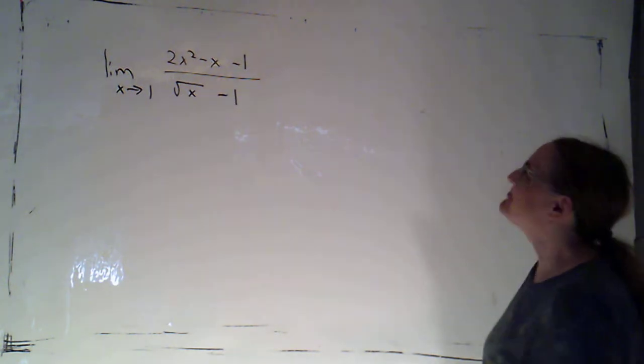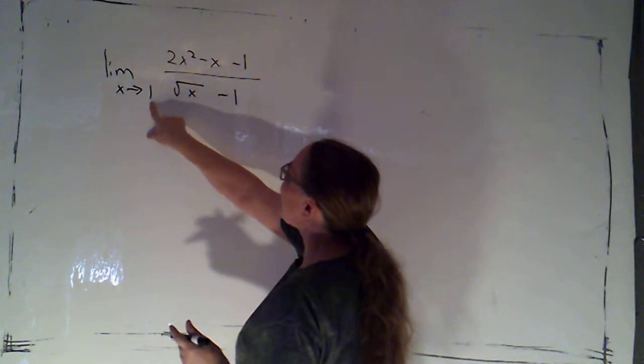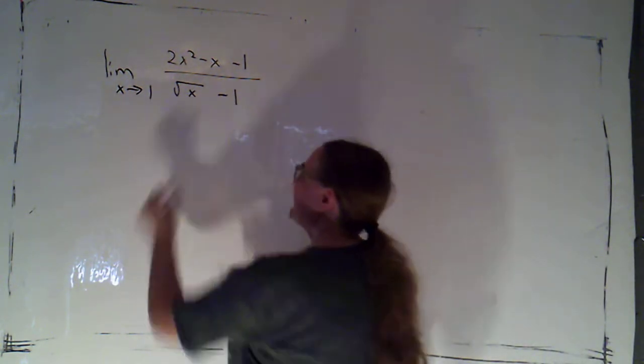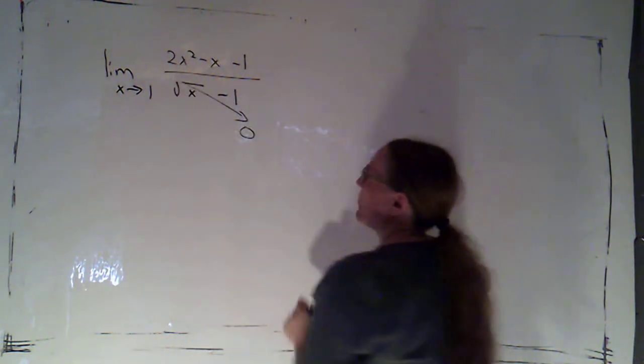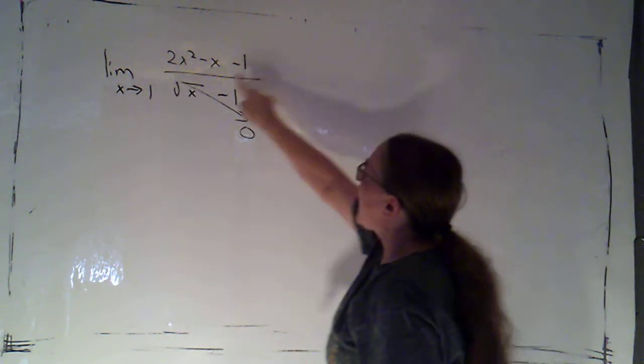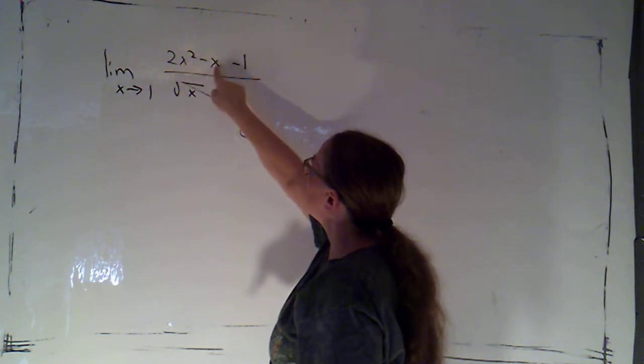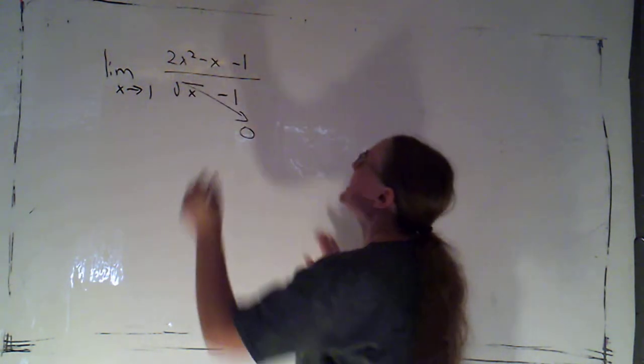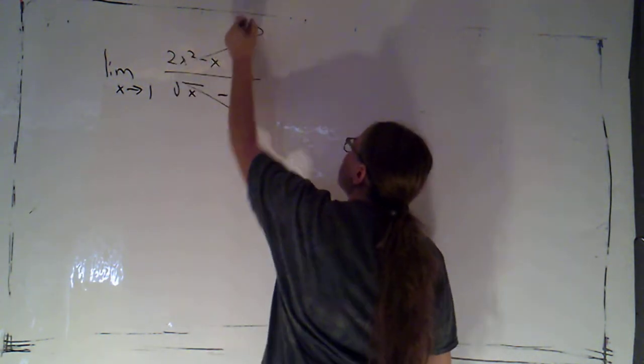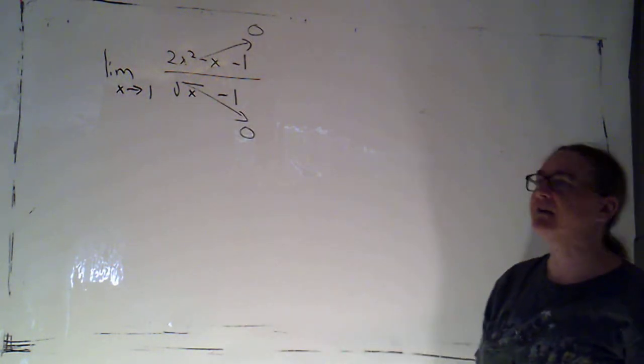Very low tech. Okay, let's see. If I try to plug in 1, I can't, because it's going to make the bottom go to 0. See what happens on top. If I try to plug in 1, I get 2 minus 1 minus 1. That's also going to 0. So this is an indeterminate form.